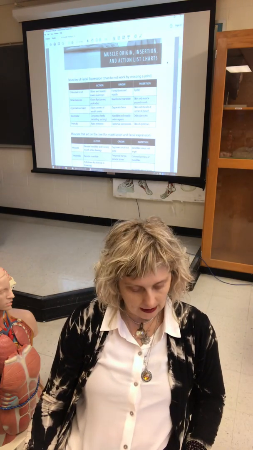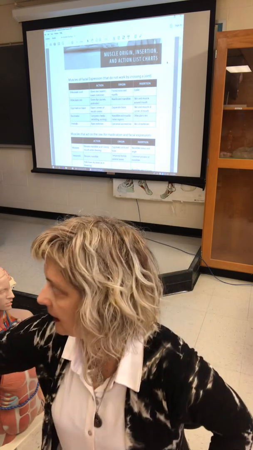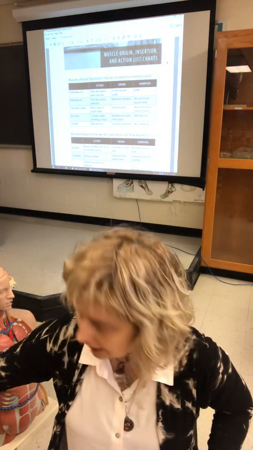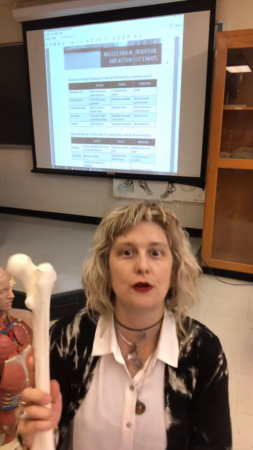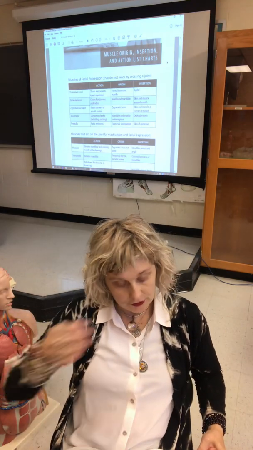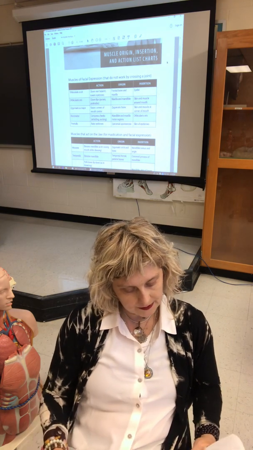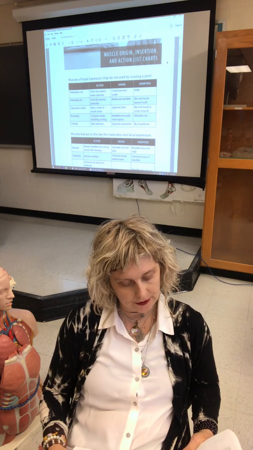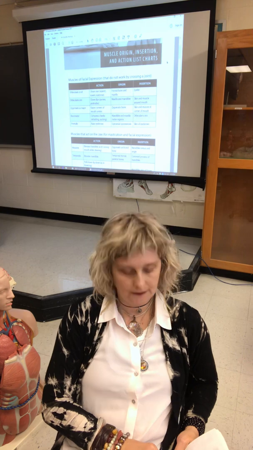Medius is going to have an origin of upper lateral surface of the ilium. Upper lateral surface. Remember, greater trochanter, lesser trochanter. So the insertion is the greater trochanter of the femur. So again, it is important to remember, ilium is the origin, insertion, greater trochanter of femur. One more time, origin, ilium, insertion, greater trochanter, femur.